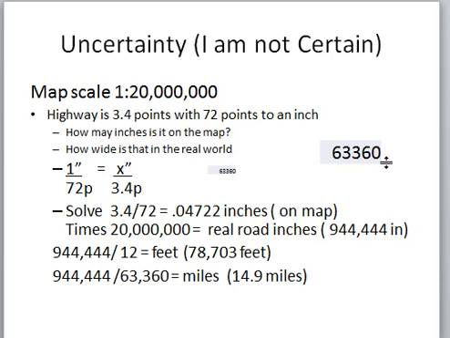Okay? So in order to get the road to even show up at that scale, I have to really increase the true horizontal accuracy of that road. And I got that by just doing the math here between how many points to an inch and how many points wide was the road. And it shows me that the road was 0.0477 inches. And if I multiply that by the scale, then I get 14.9 miles.